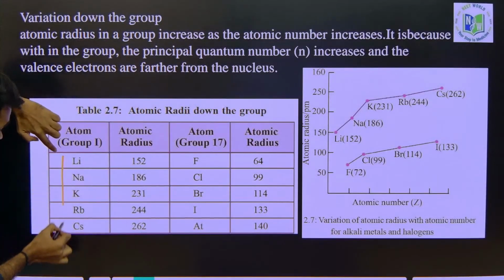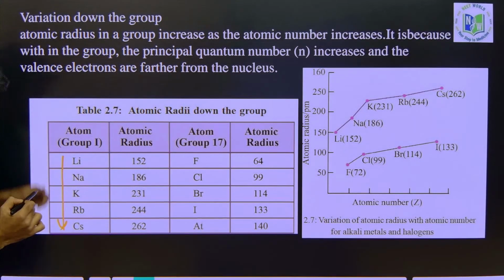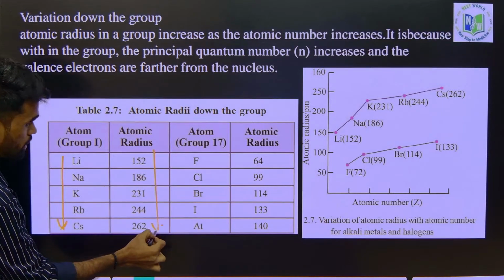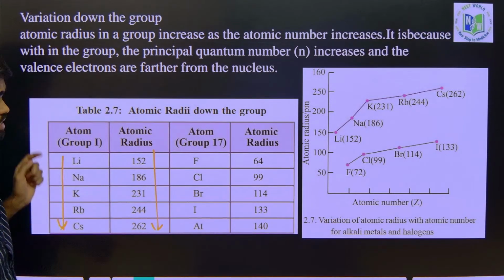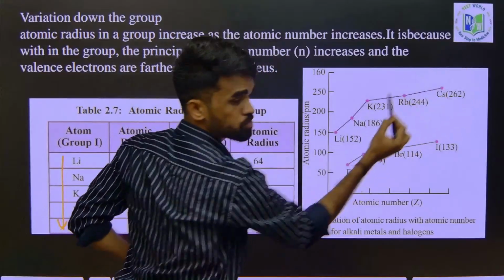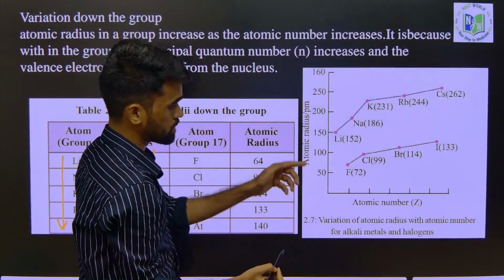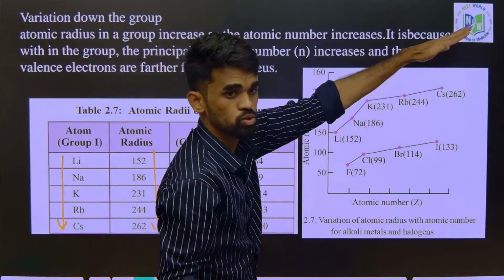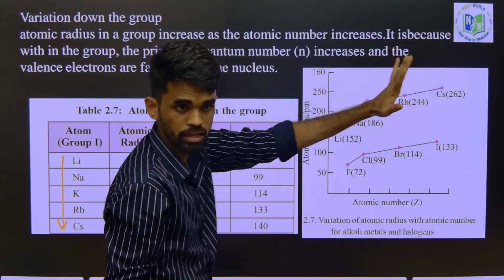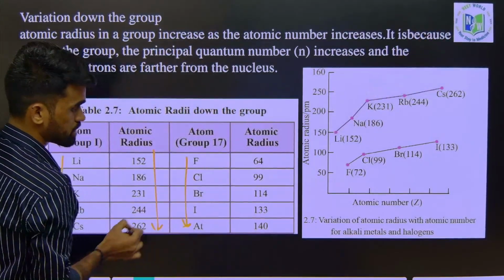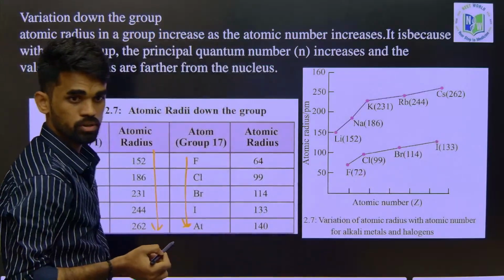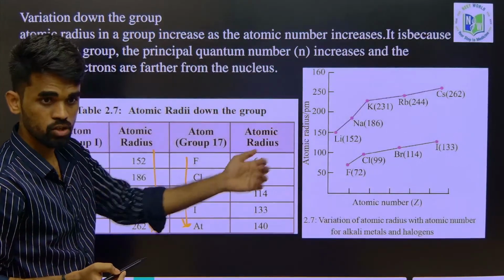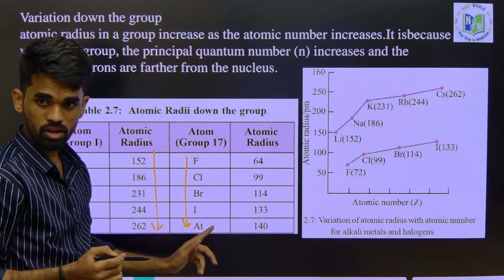Let me go for the group. These are the alkali metals we have discussed. So down the group, what happens to the atomic radius? Increases. See, the graph is going upward: this is atomic radius, this is atomic number, and it is going like this, which means increasing. For halogens also you can see the size is going up, I mean the radius is increasing, down the group if you move. Clear or not? Yes.